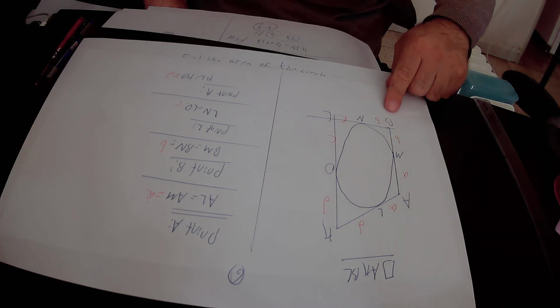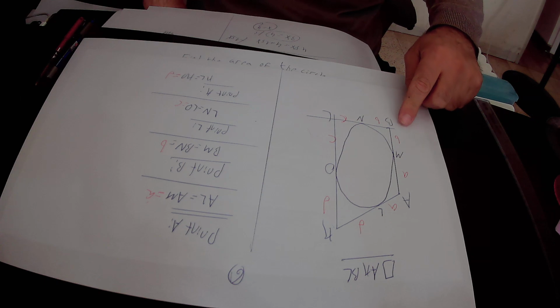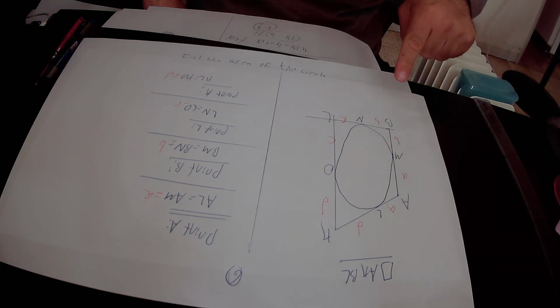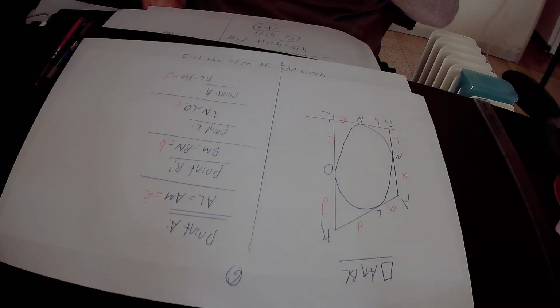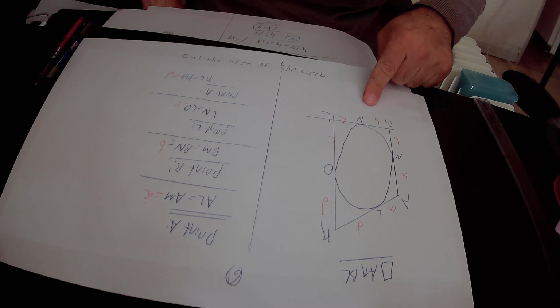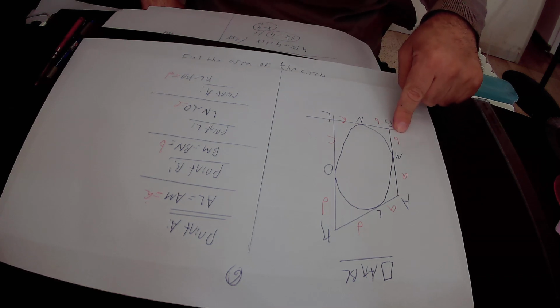Then we focus on the common external point B. From the common external point B, we have two tangents to this circle, tangent BN and tangent BM. And according to rule number 2, they must be equal to each other. That is to say, BN equals BM. So if BN is B, then BM must also be equal to B.